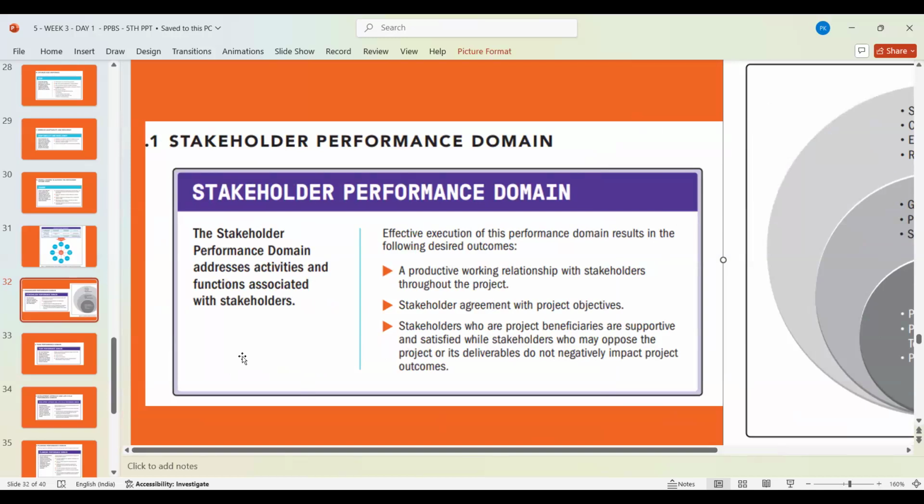Sure. The stakeholder performance domain addresses activities and functions associated with the stakeholders. Yeah, easy. No explanation needed for that. Now the 3 points on the right hand side, please go ahead.